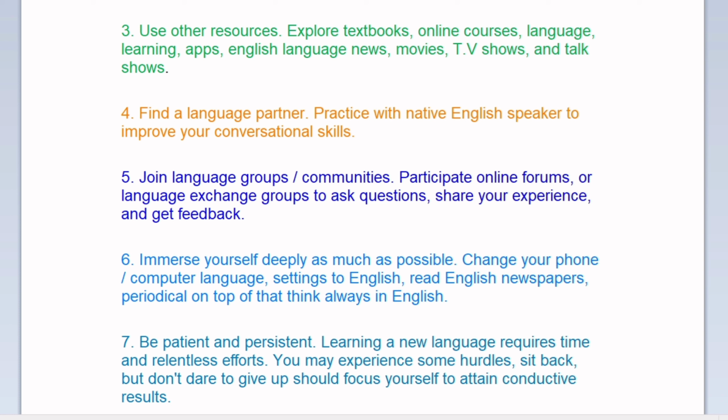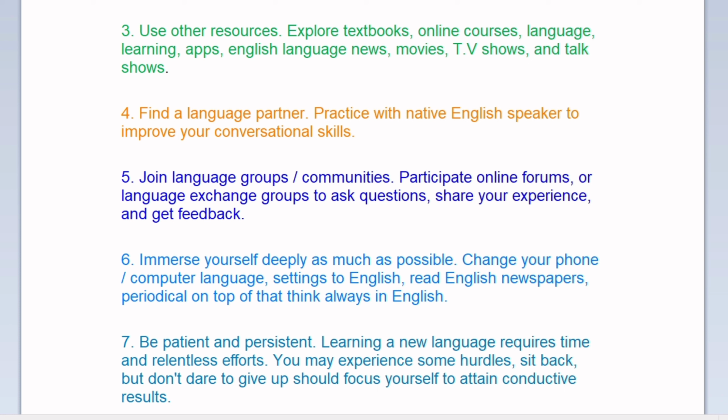Number three, use other resources. Explore textbooks, online courses, language learning apps, English language news, movies, TV shows, and talk shows. Number four, find a language partner. Practice with native English speaker to improve your conversational skills.